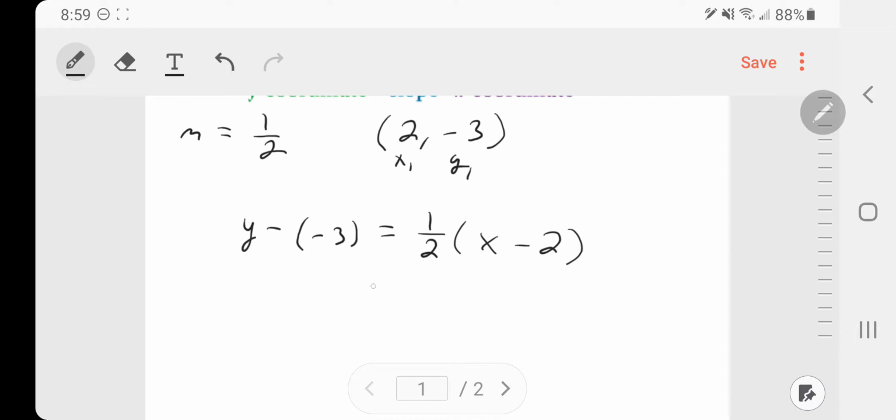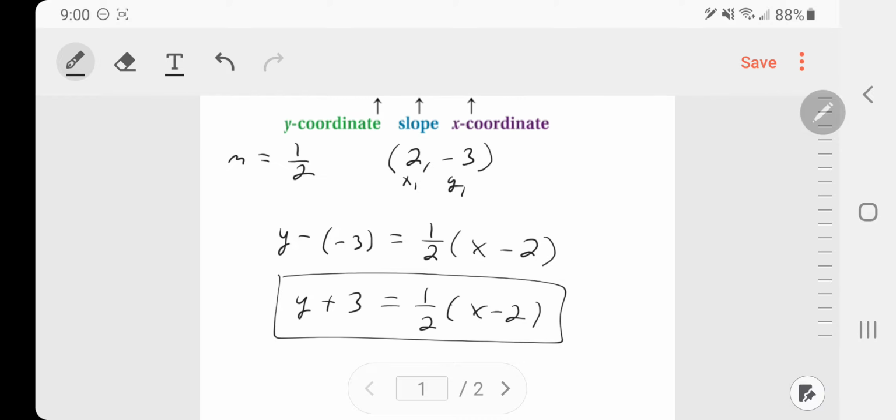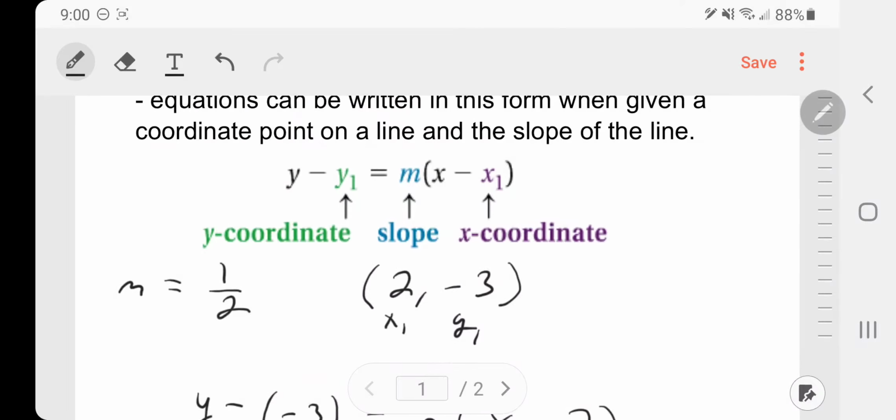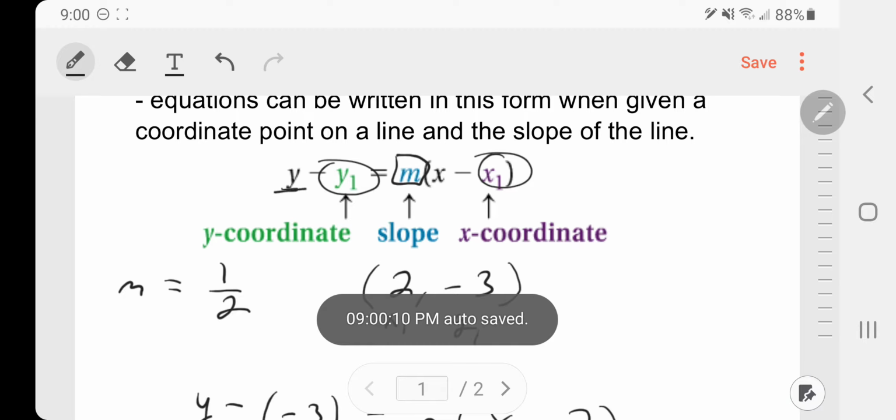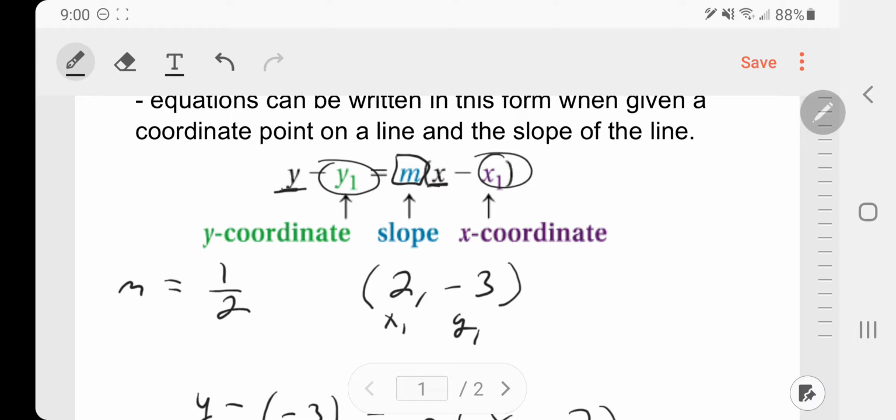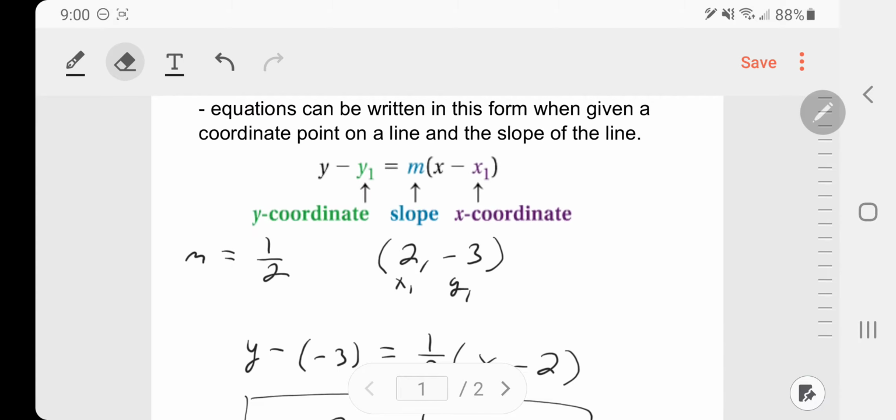Now you could also rewrite this. We have minus and negative right here, so you could also write this as y plus 3 equals 1/2 (x minus 2), and that would be your point-slope form. All right, so again, you can see you're filling in for the x1 and y1 coordinates, and then also your slope. Just like slope-intercept form, your x and your y there are staying as x and y because those represent your infinite points on your line.